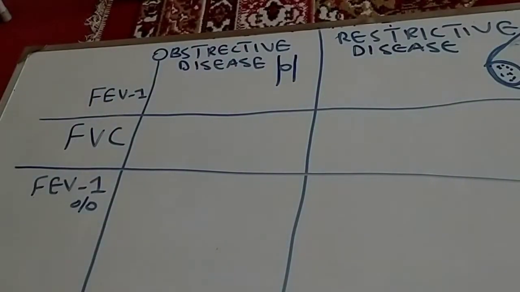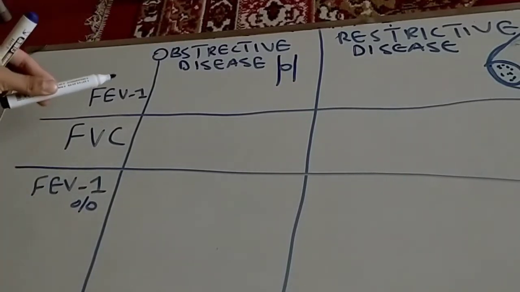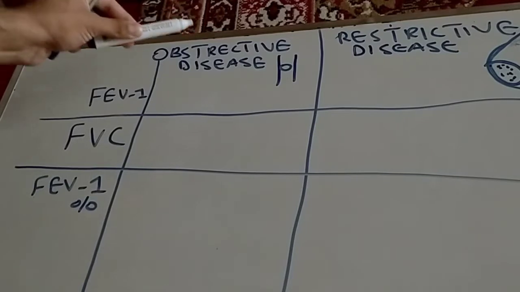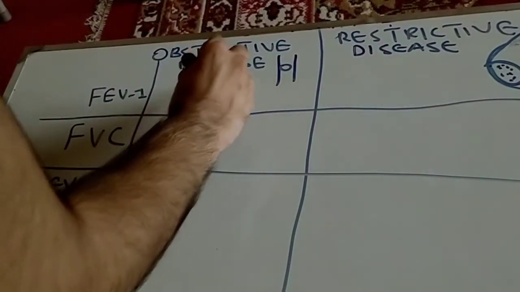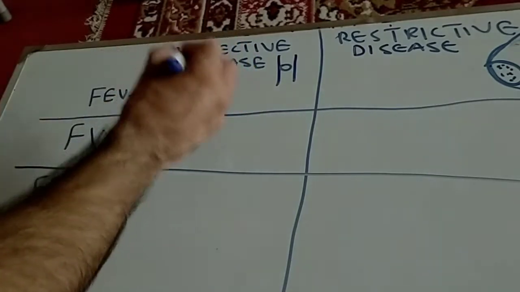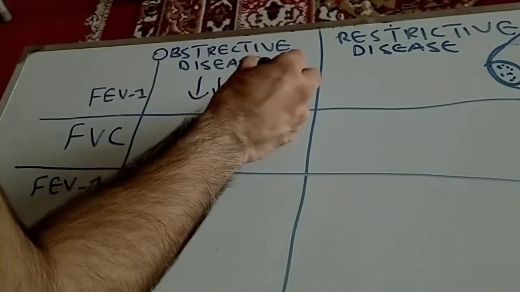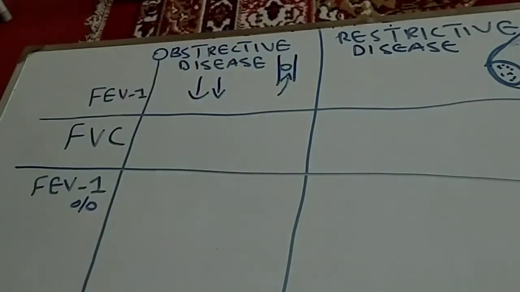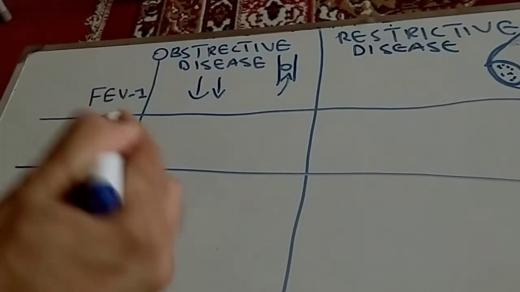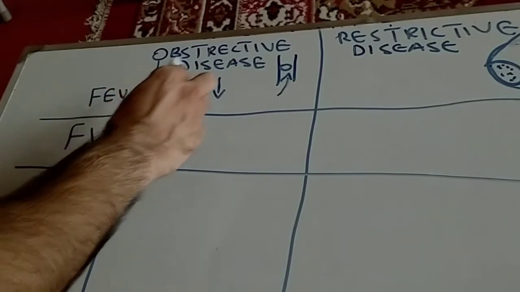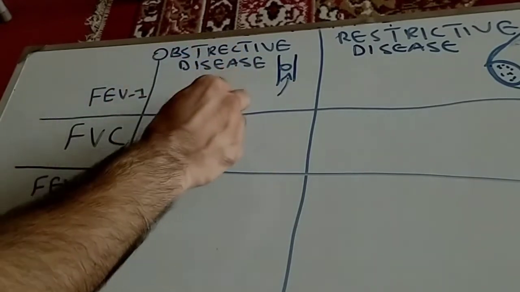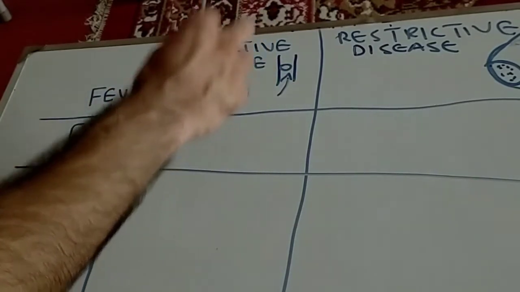Now talking about the FEV1 in the obstructive disease. The forced expiratory volume after 1 second in the obstructive disease would be very much less. I will demonstrate it by two arrows. Why would it be very much less? Because there is obstruction here and air cannot be expired out. A very minute amount of air can be expired out. So that's why the value of FEV1 in the obstructive disease would be very much less.